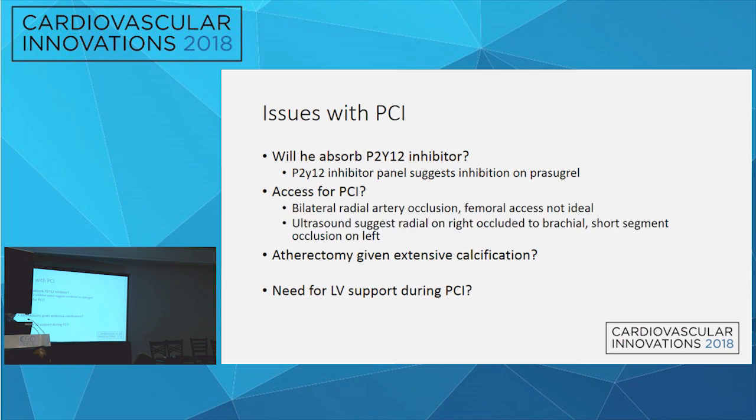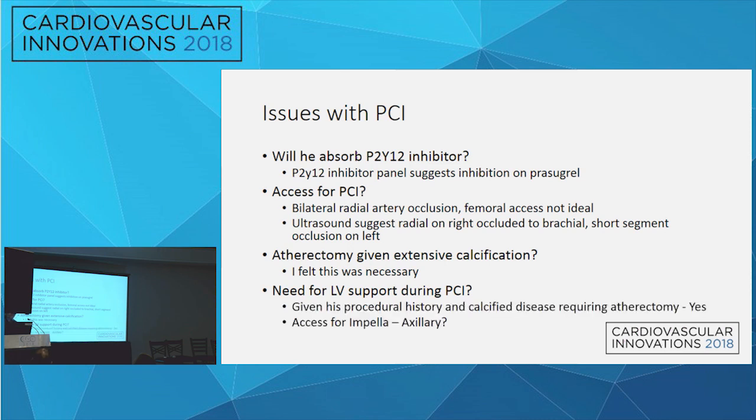I ultrasounded his radials, and he had bilateral radial occlusion, but on the right it was occluded all the way to the brachial. On the left it was a fairly short segment occlusion. So I decided I would go left radial, just halfway up the arm. I did feel like we needed atherectomy, and because of all this other history and my general nervousness going into this, I felt like I needed support.